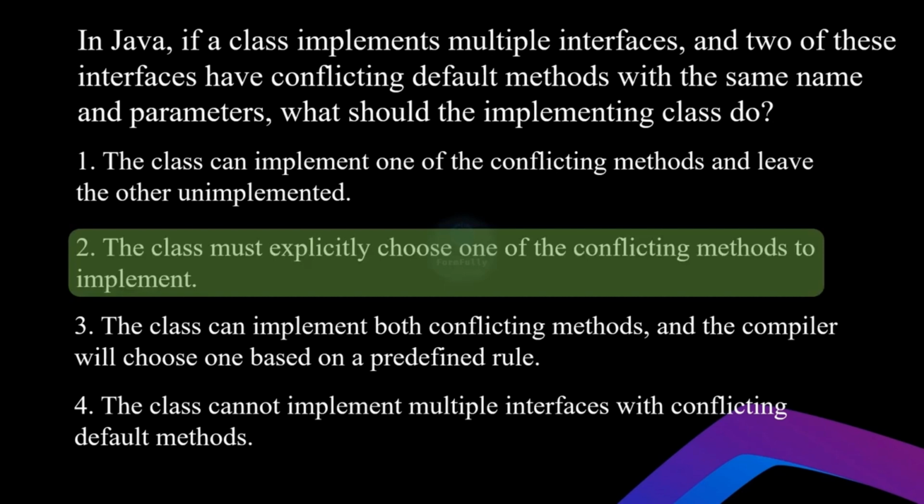When a class implements multiple interfaces with conflicting default methods, it must explicitly choose which method to implement. This prevents ambiguity, and the compiler requires the implementing class to provide a specific implementation for conflicting methods. Option A and option C are incorrect, as a class cannot leave one unimplemented or rely on the compiler to choose one. Option D is incorrect because it is possible to implement multiple interfaces with conflicting default methods, but the class must resolve the conflict by explicitly choosing an implementation. So option 2 is correct.